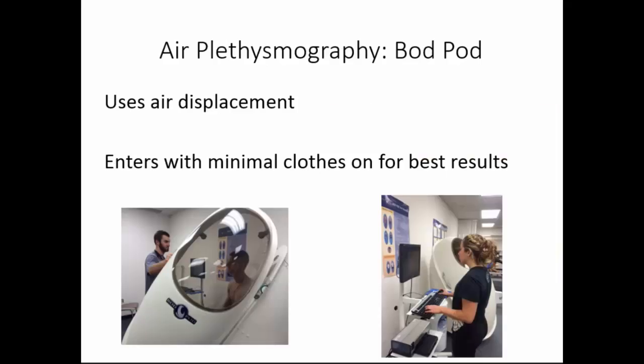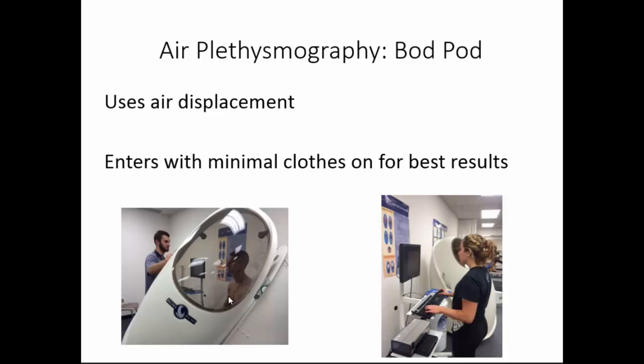Another one of the latest gold standards is called the BOD pod. Air plethysmography is the fancy word for this. It uses air displacement. Similar to the underwater weighing where you use water displacement, this uses air. So you've got this little bubble here. Some of you may have done this before. You close the egg, if you will, and you know how much air is in that egg. And then you open it back up and you get in there, and so we can determine how much you've displaced. And from that, you can then determine an individual's body composition and body fat.